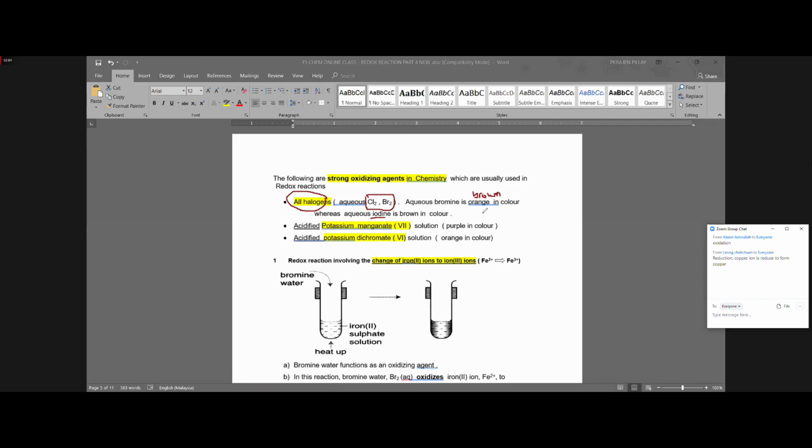Okay, first oxidizing agent. The second one is acidified potassium manganate. You don't say potassium manganate, there must be acidified. Highlight that one. It's another oxidizing agent. What color? Purple. We take the potassium manganate 7, you just add some acid to it, so acidified. The third oxidizing agent is acidified potassium dichromate 6 solution. You know why it's 6 and 7, I just told you. What color is it? The orange color. For those of you who have a color printer, if you print out this worksheet, you can see the color.